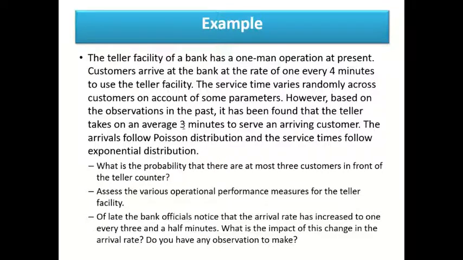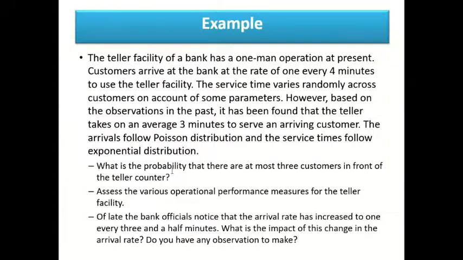So 3 minutes on an average is taken for processing one customer. So in 1 hour it will be 60 divided by 3 is equal to 20 customers. So 20 customers on an average will be processed, or service requests will be done by that bank counter.